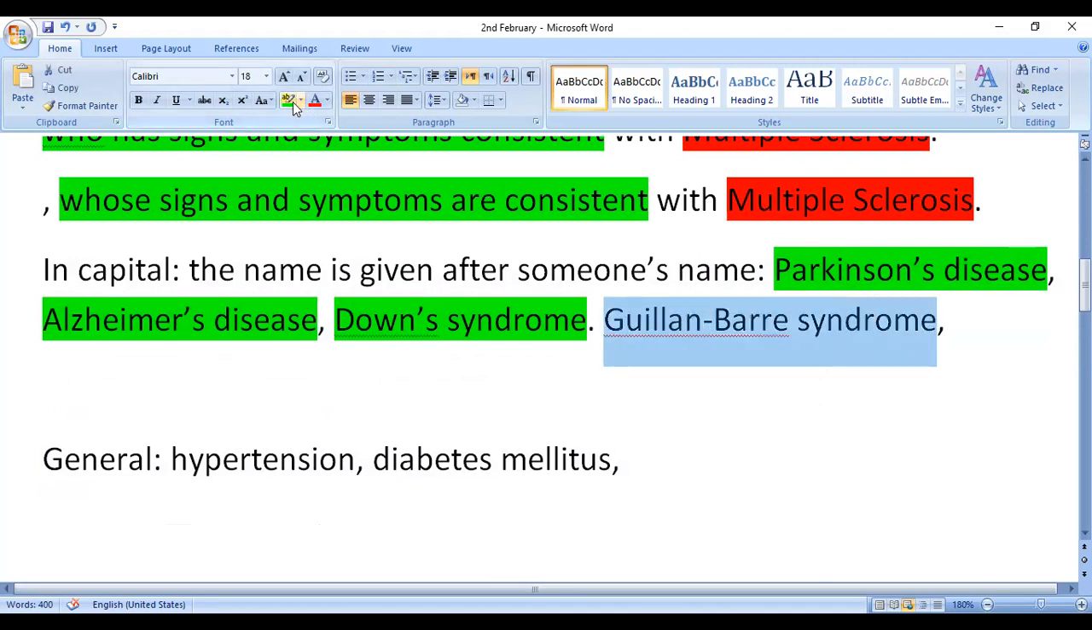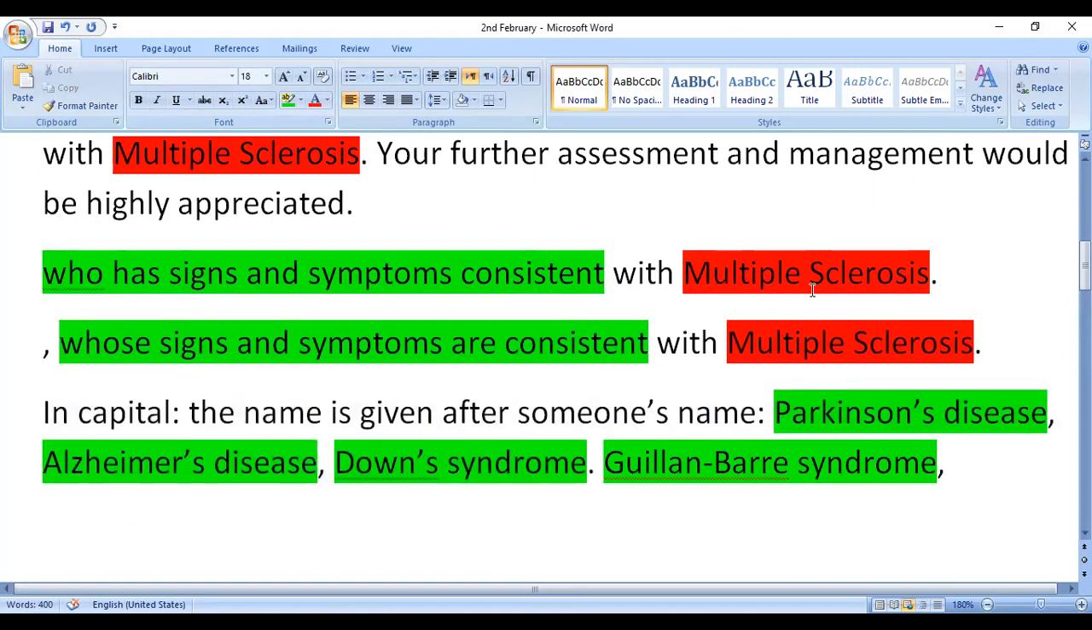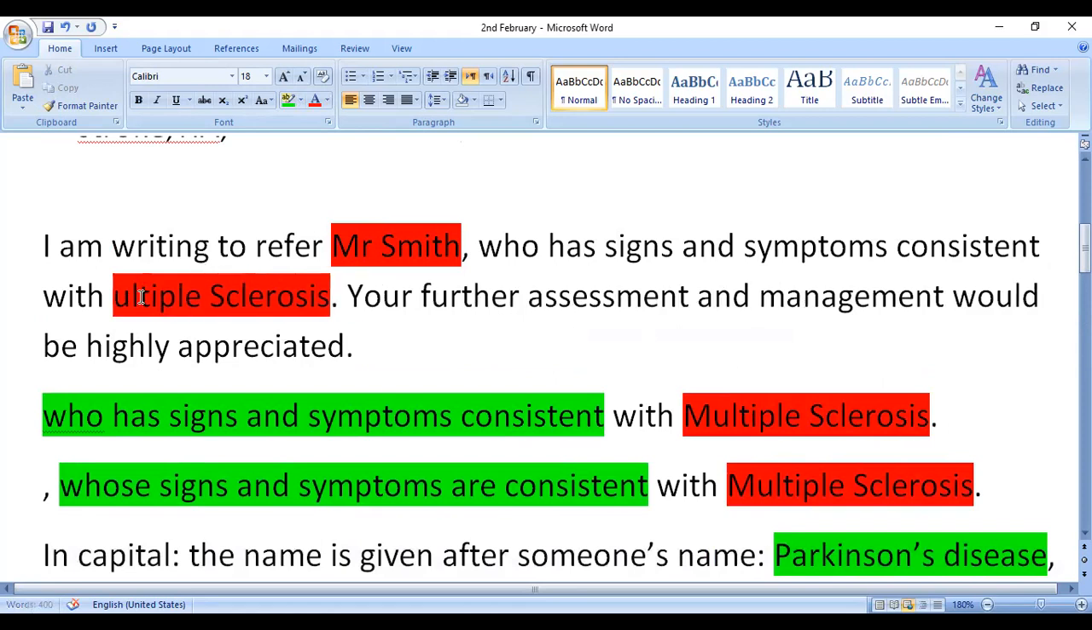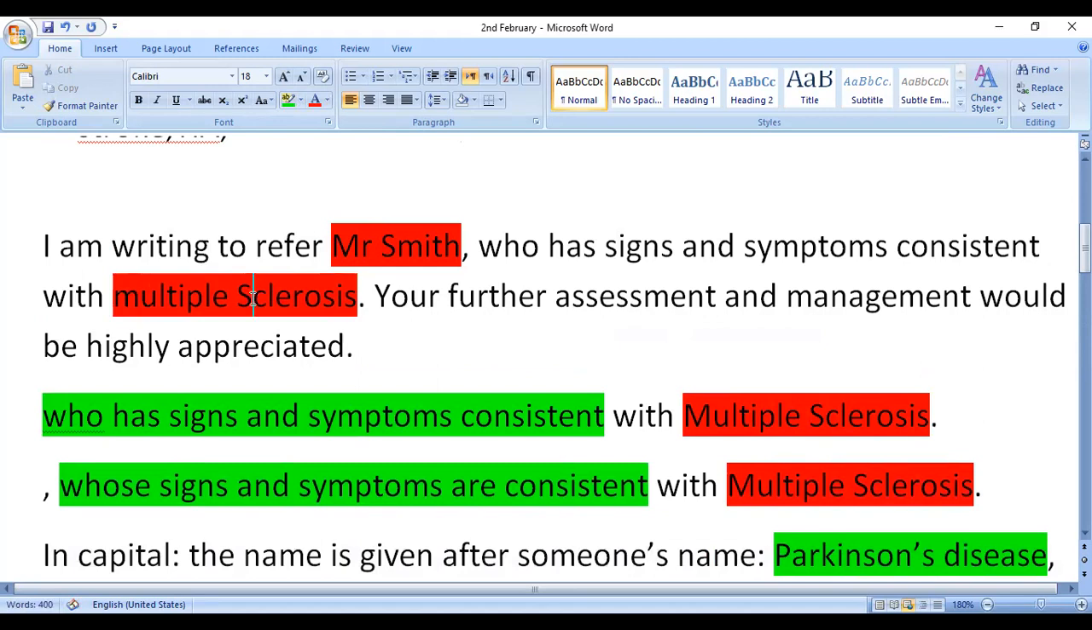Another thing, multiple sclerosis, we will write in small. Multiple sclerosis, M small and S small. Multiple sclerosis would be in small. Let us make it small here. Multiple and sclerosis should be small.